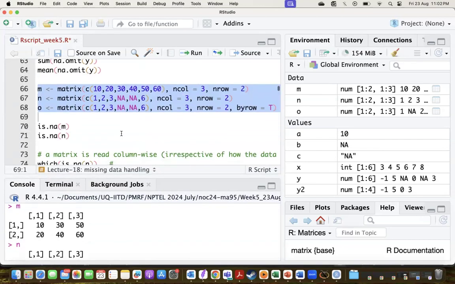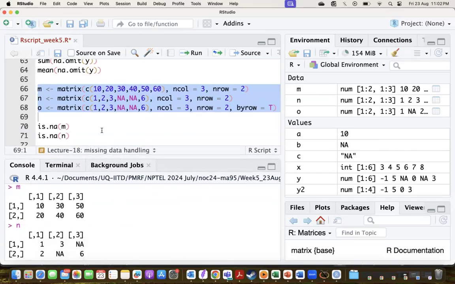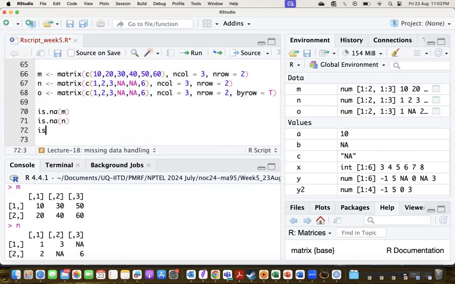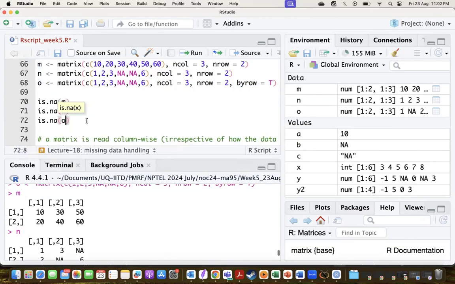Now, what do you think if I say is.na in all the three matrices? What's going to happen when I write M? How many outputs are going to be there? What's going to be the output here? What do you think? Zero. Okay, so this is not the number of NAs, but the question is is.na. So the output is going to be in terms of true and false.